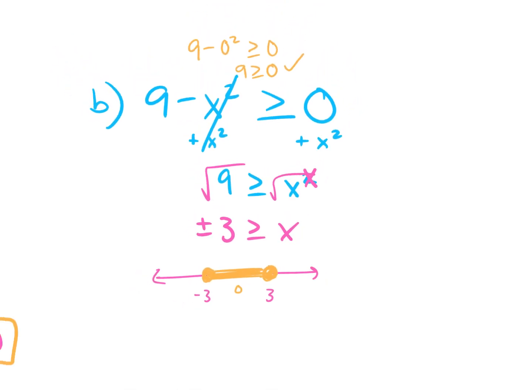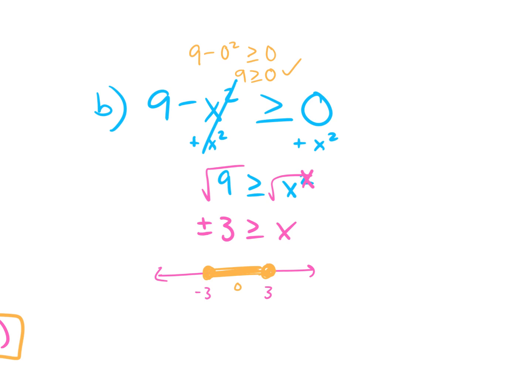So how would I write this in interval notation? Where does my graph start? Bracket -3, and where does it end? 3. Perfect. So this would be our answer. Again, you don't have to graph it, but sometimes it'll help to graph it to see if you're going to shade in between or outside so you know which part you're talking about.